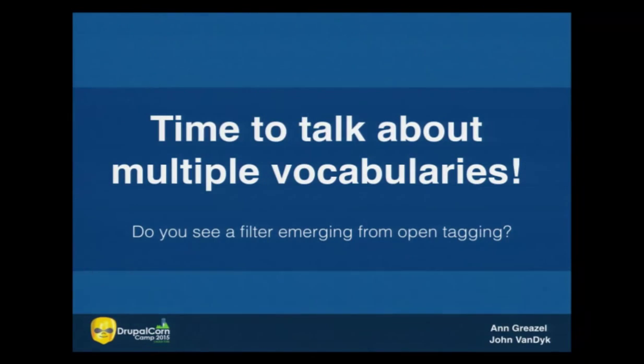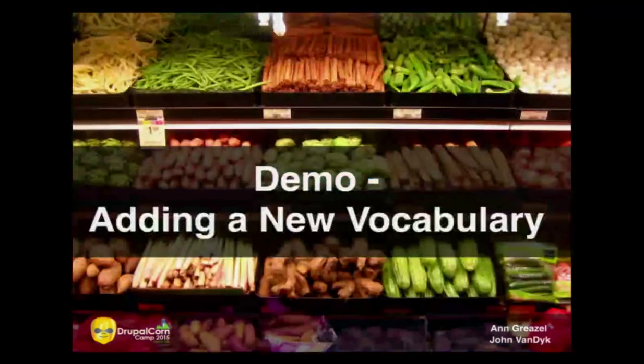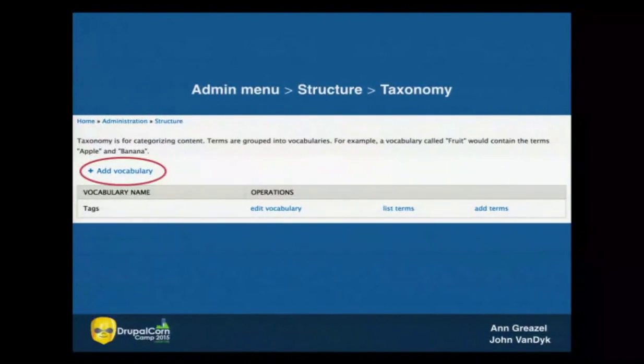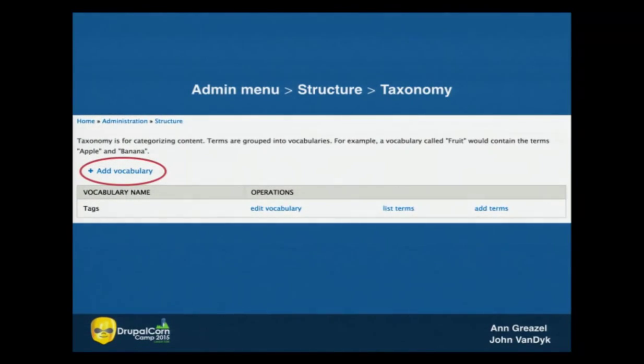So how do you add a vocabulary? Instead of just having tags, how do I add another one? So we're going to demo that. So remember we went to structure taxonomy, and I showed you the tags vocabulary, and we went ahead and edited that vocabulary. There's a little plus with add vocabulary above vocabulary name that you can select to add a new vocabulary.